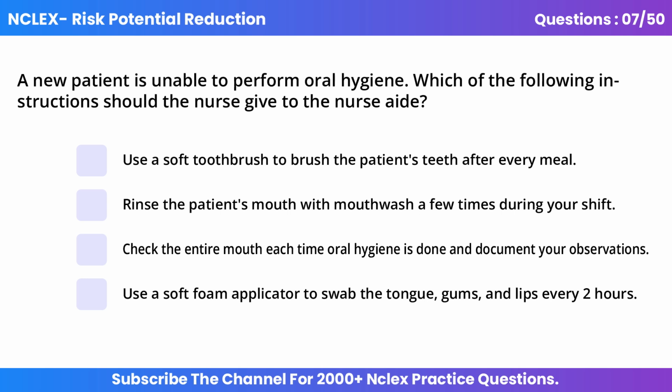Question 7. A new patient is unable to perform oral hygiene. Which of the following instructions should the nurse give to the nurse aide? A. Use a soft toothbrush to brush the patient's teeth after every meal.